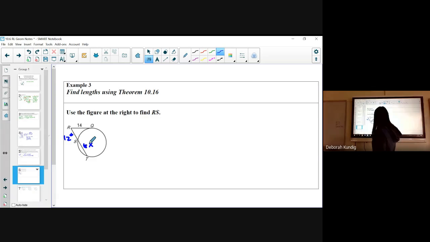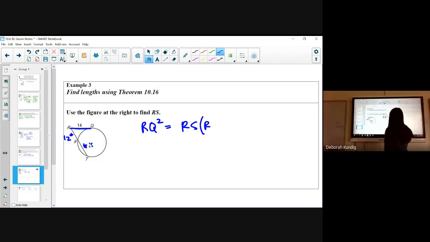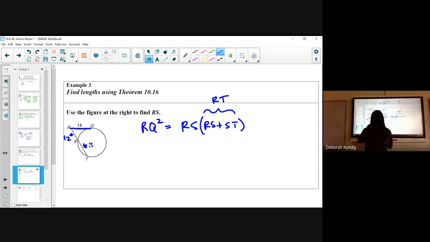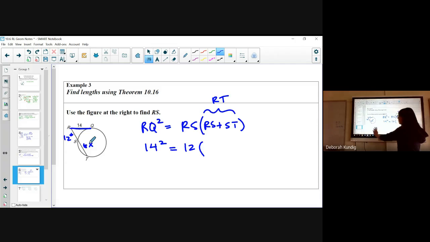So this one would be the outer squared. So this is RQ. Let me write that down. RQ squared is equal to RS times the whole thing of RS plus ST. This is going to be the whole RT. Okay, 14 squared is equal to RS, which I changed to 12, times x. But it's not just outer times inner, so it's not just 12x, it's 12 plus x.